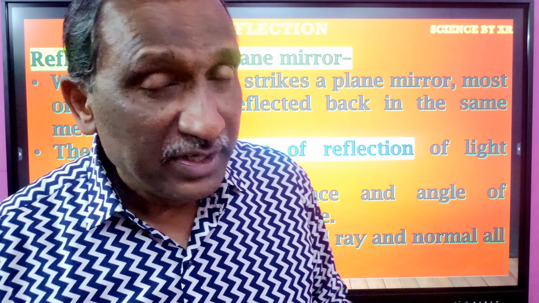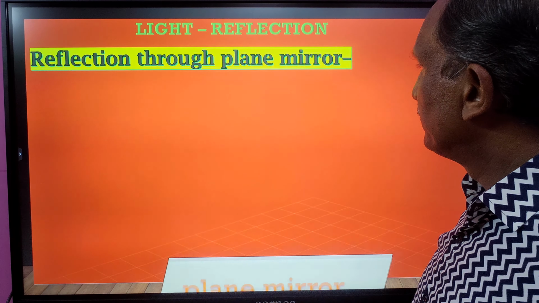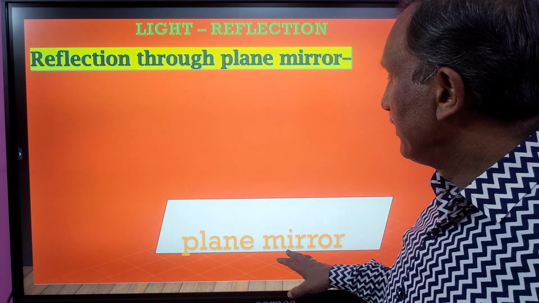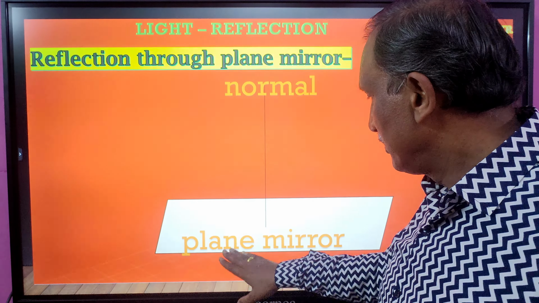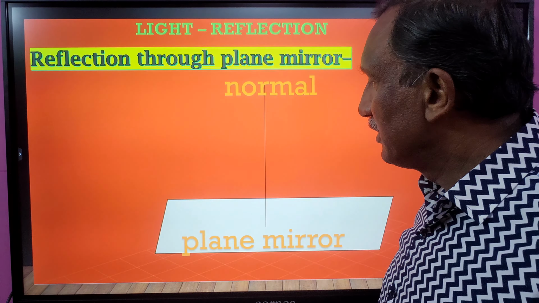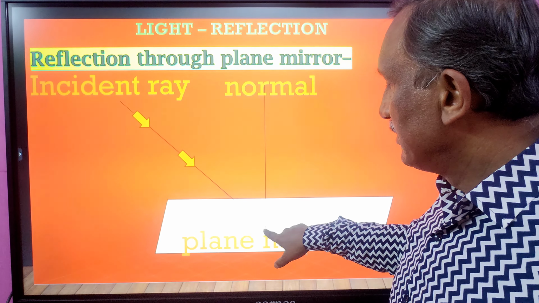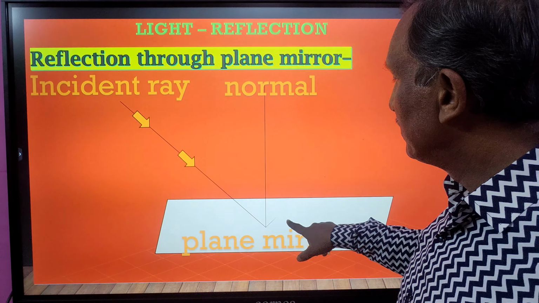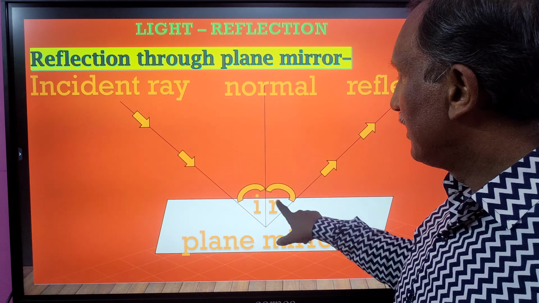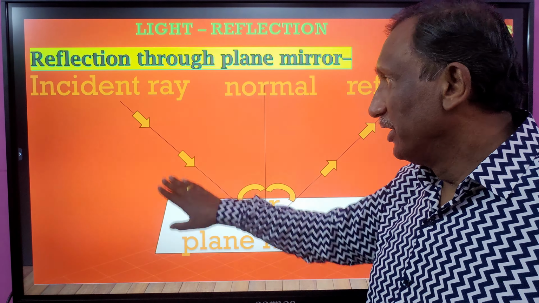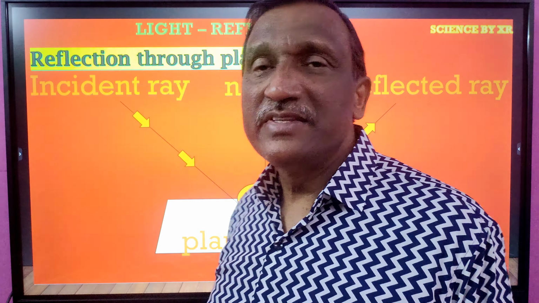Okay, so if we see it through a diagram, you can see that this is the plane mirror. This normal is just perpendicular to the glass. This is the glass and this is the perpendicular, that is 90 degrees. Then this is the incident ray. This ray has come, and where it hits, it will go out on the other side of the normal taking the same angle. So this is angle I and this is angle R, which are always equal. And the incident ray, normal and the reflected ray, all three lie in the same plane.